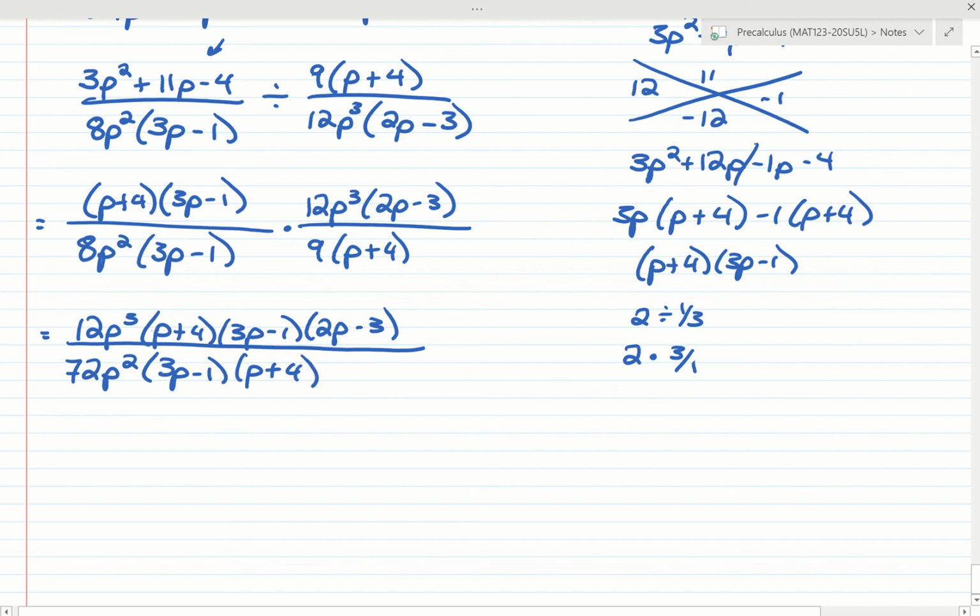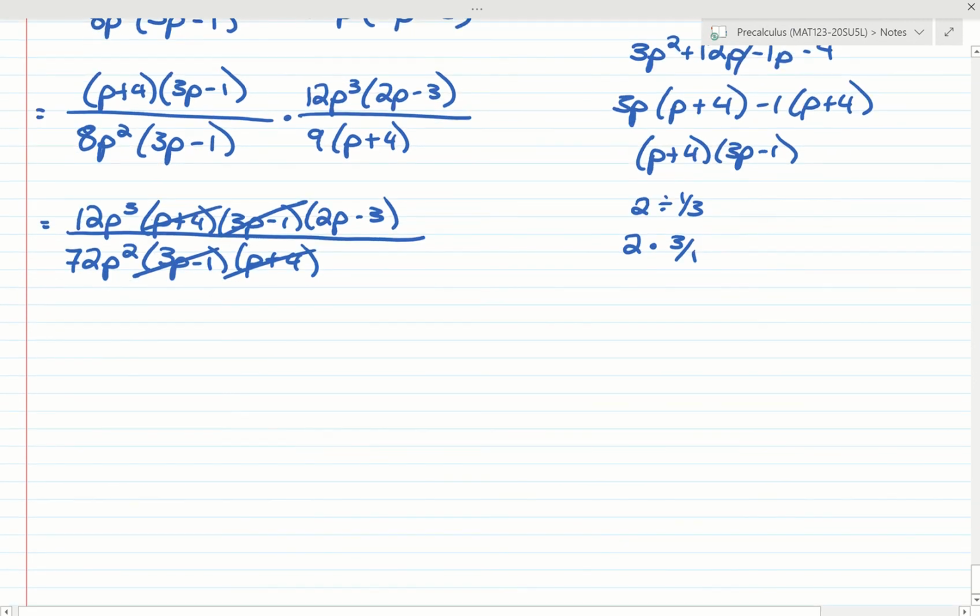We can cancel out our common factors. And then we have 12 over 72, and that reduces. I think 4 goes into them. You can keep dividing by 2, but eventually this will just be 1/6. And then we have p to the third divided by p to the second. So if we subtract those, we get p to the first. And on top, we're just left with 2p minus 3. That would be how you reduce something like that. So it's a longer problem, but it's not that bad.